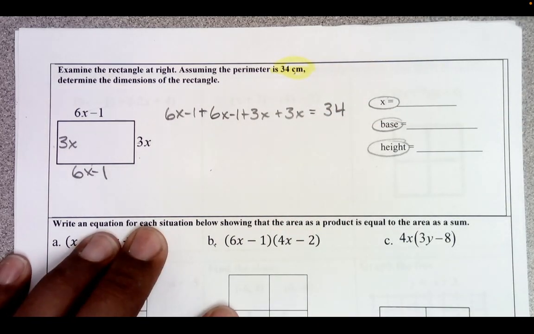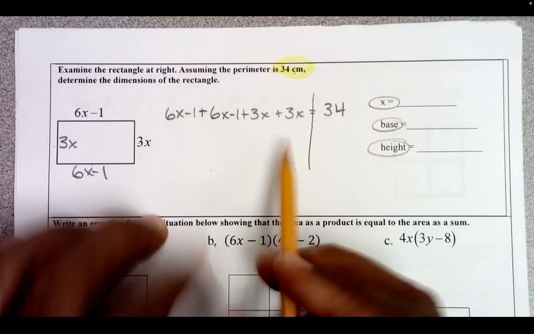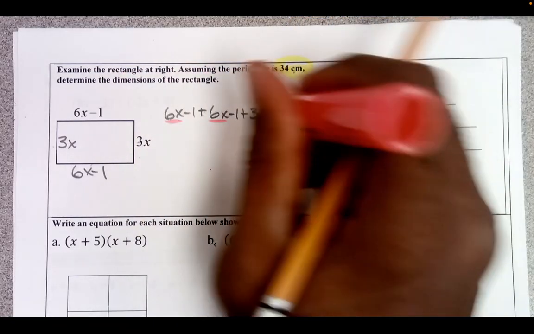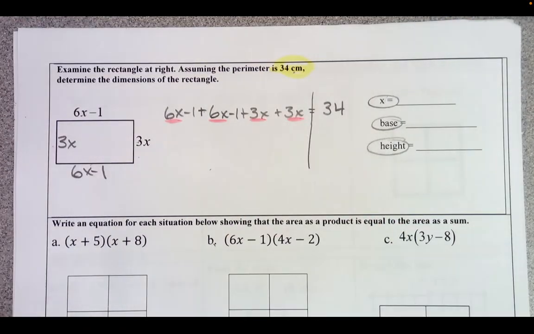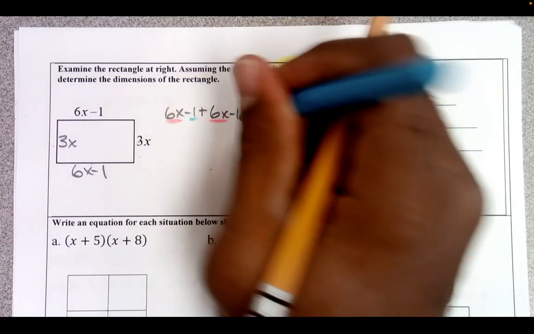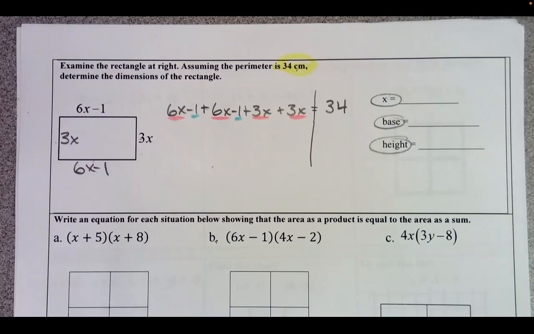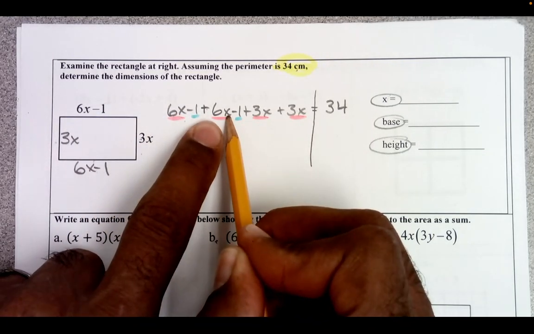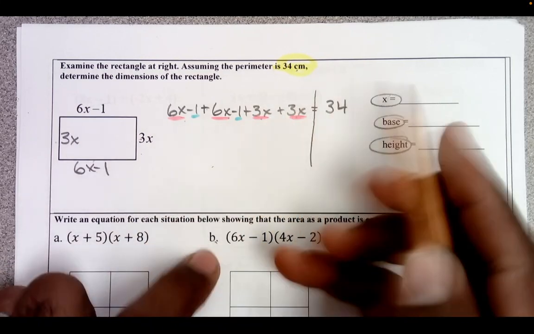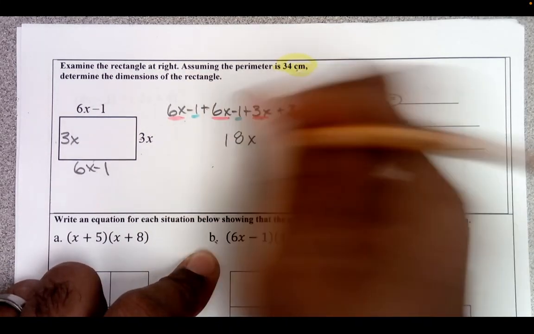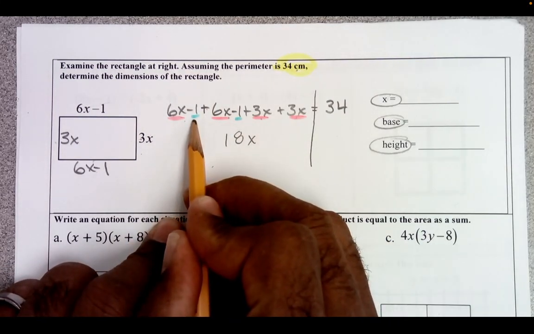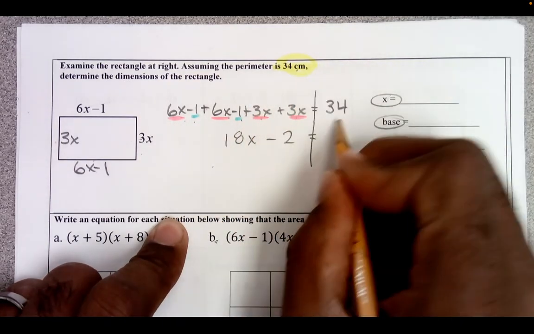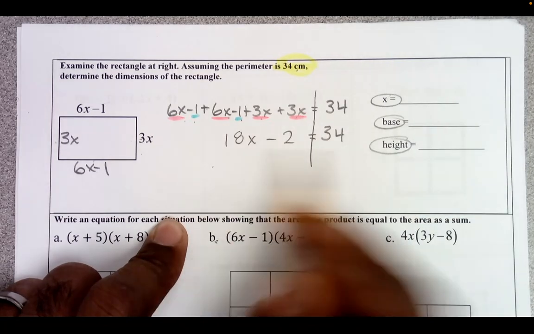Okay. So now the first thing I want to do is combine the like terms. Remember, all the x terms go together. Then I only have two constants, two numbers without x, those two negative ones. So 6 plus 6 is 12, plus 3 is 15, plus 3 again, that's 18. So it's going to be 18x. Then here it's going to be negative 1 and negative 1, which is minus 2. Okay, so now you can see it's a little bit easier to solve.